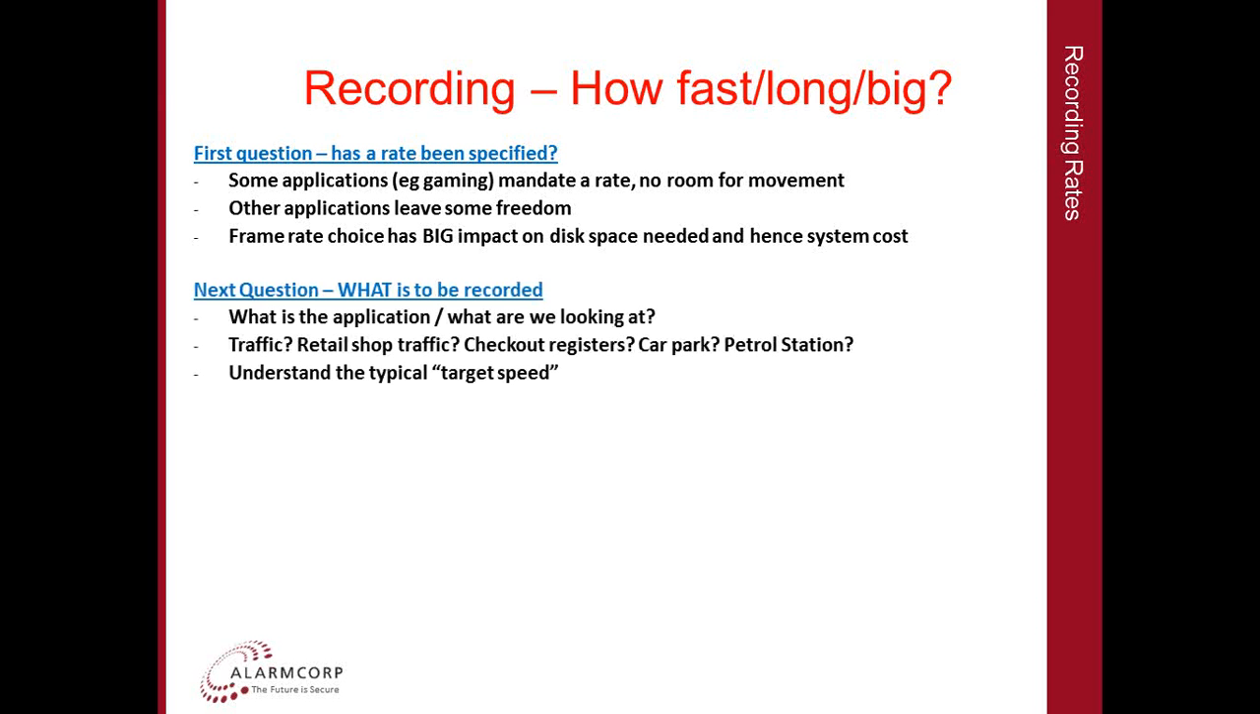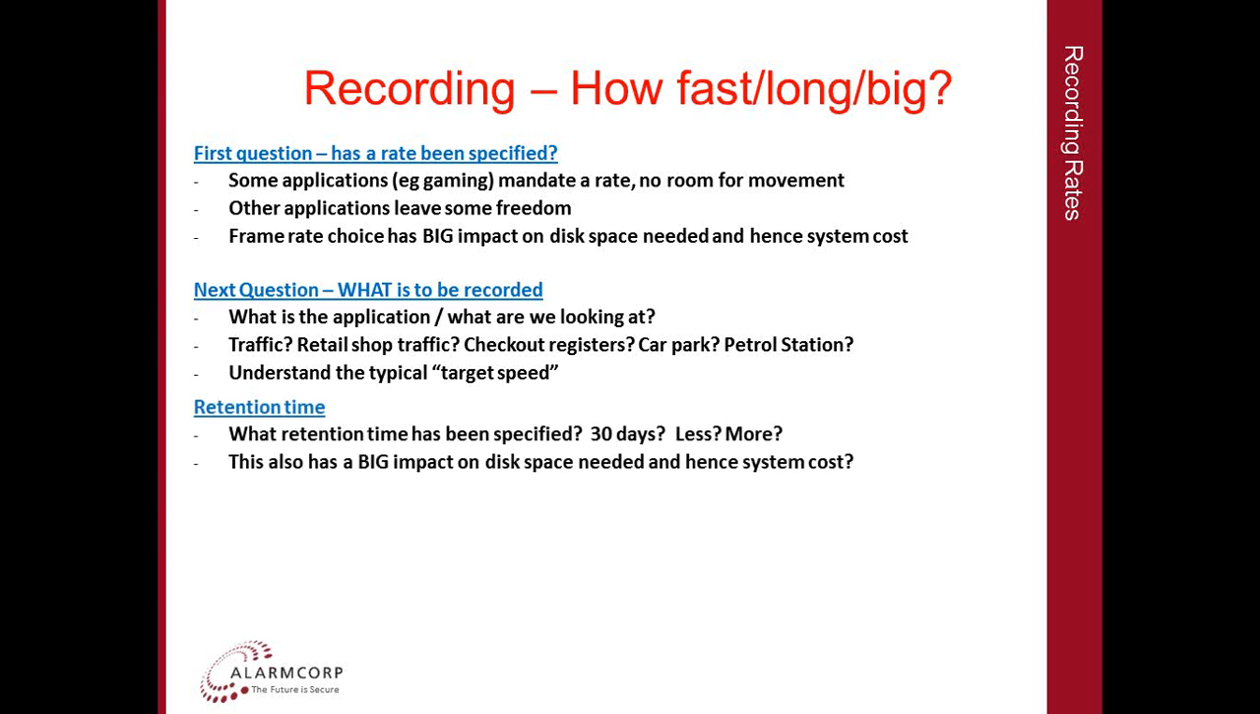Okay, the next question: what is to be recorded? What are we looking at? Is it a traffic situation? Is it a retail shop? Is it the checkout register? Is it a car park? Is it a petrol station? The importance there is to understand the typical target speed, and by target we mean what are we actually recording.